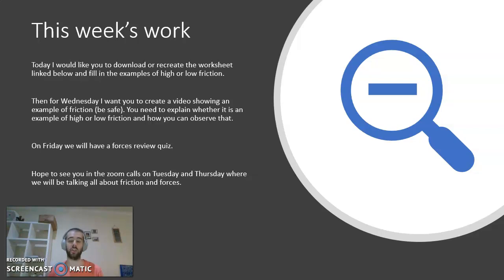On Wednesday, I want you to create a video showing me an example of friction. Be safe. Don't rub your hands together until they're red, or create an ice rink in your house. Do something sensible. Don't put oil on the floor. Do something nice. But show me an example of friction. It can be high friction or low friction, and how you can observe that it's high or low friction. The last thing is on Friday, we're going to have a forces quiz.